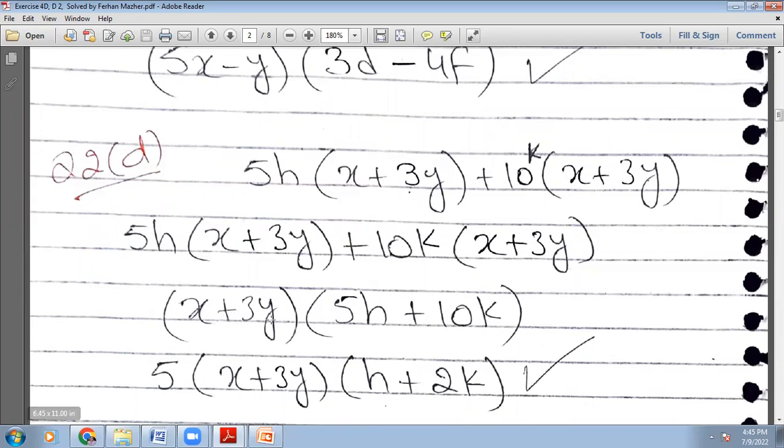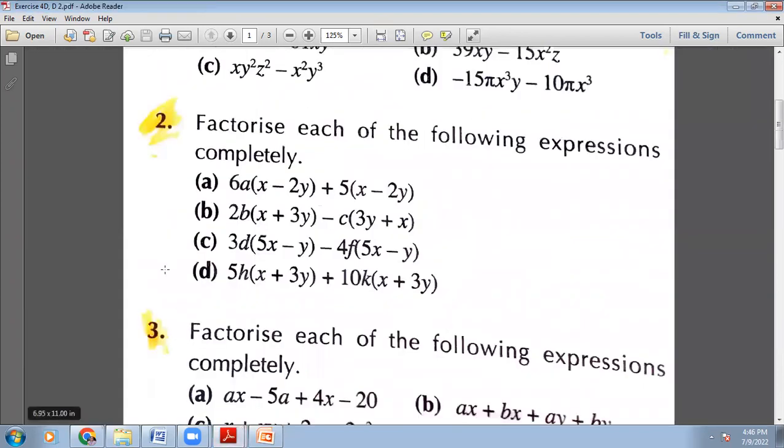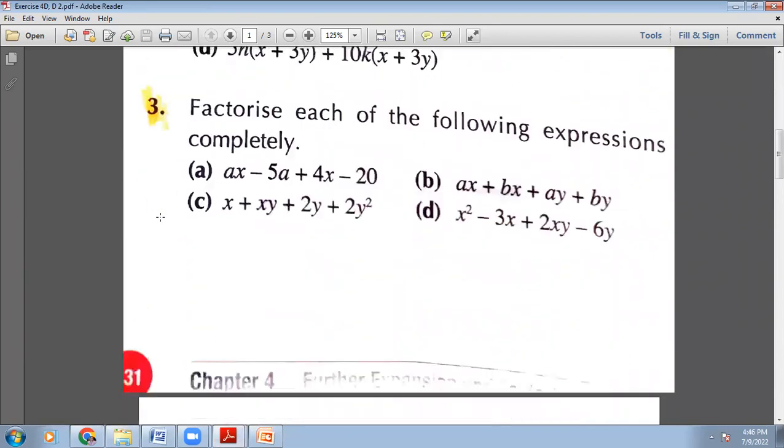So I will take x plus 3y common. From here, I will be left with the 5h. From here, I will be left with the 10k. From these two, you can see 5 is common. Take that 5 out. So 5 bracket x plus 3y. Here you are left with h plus 2k. Question number 2, D part. So we are done with the question number 2.